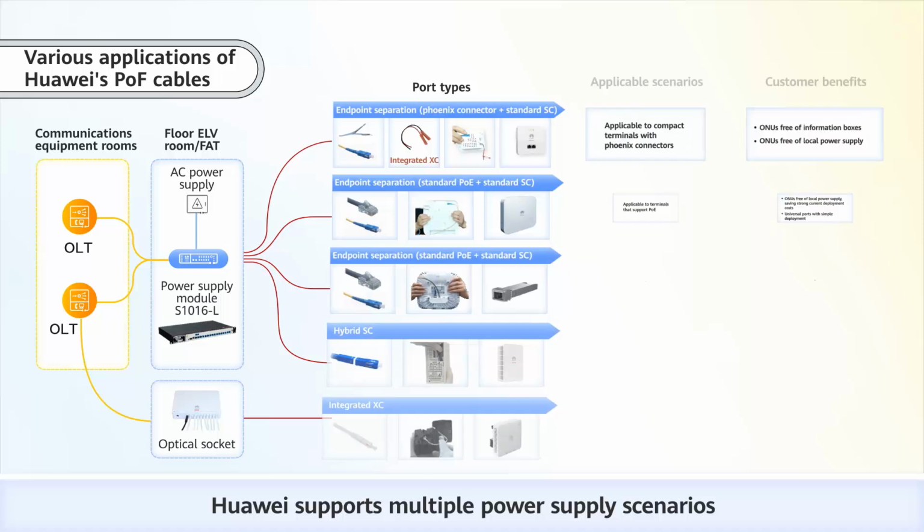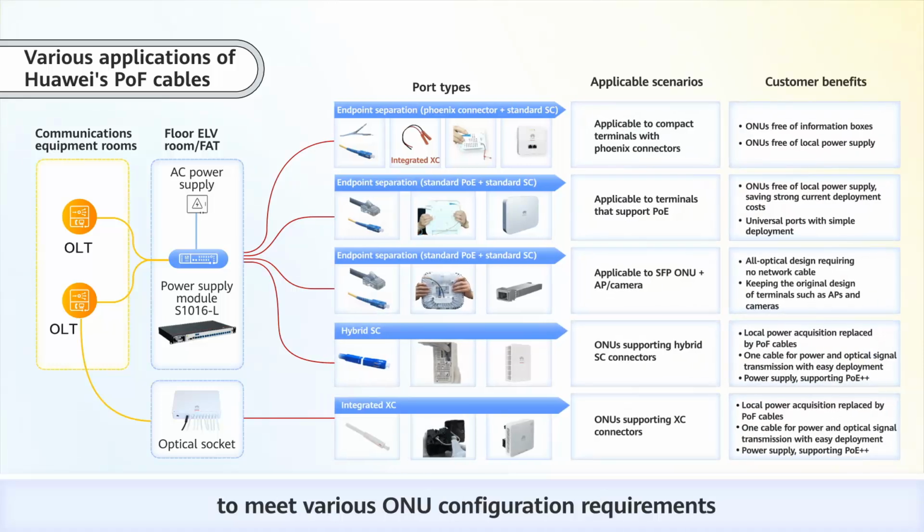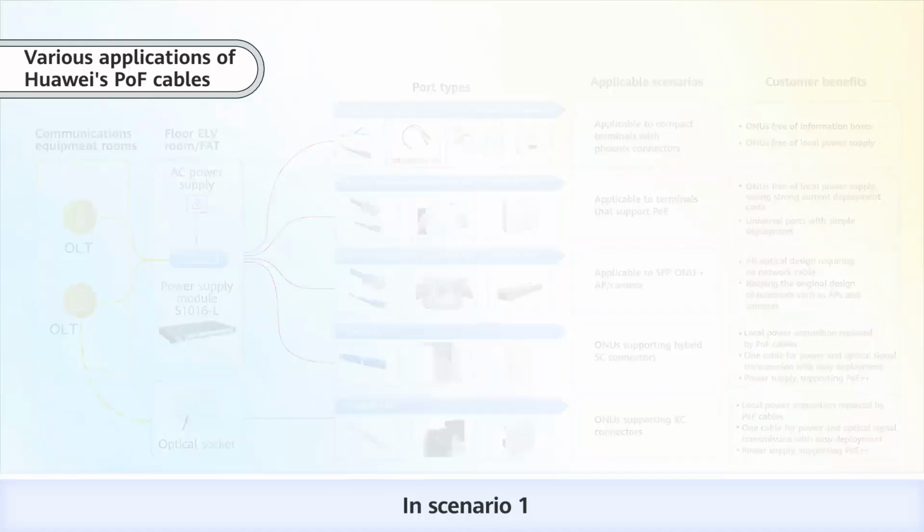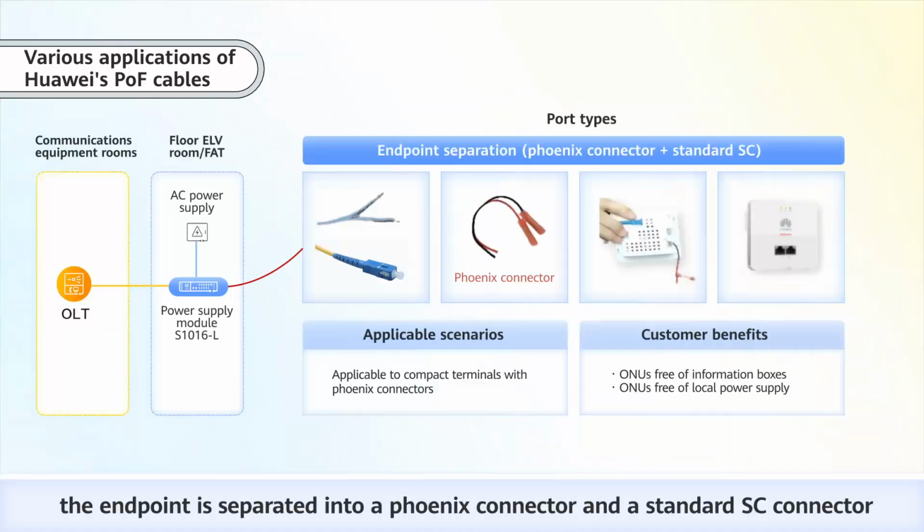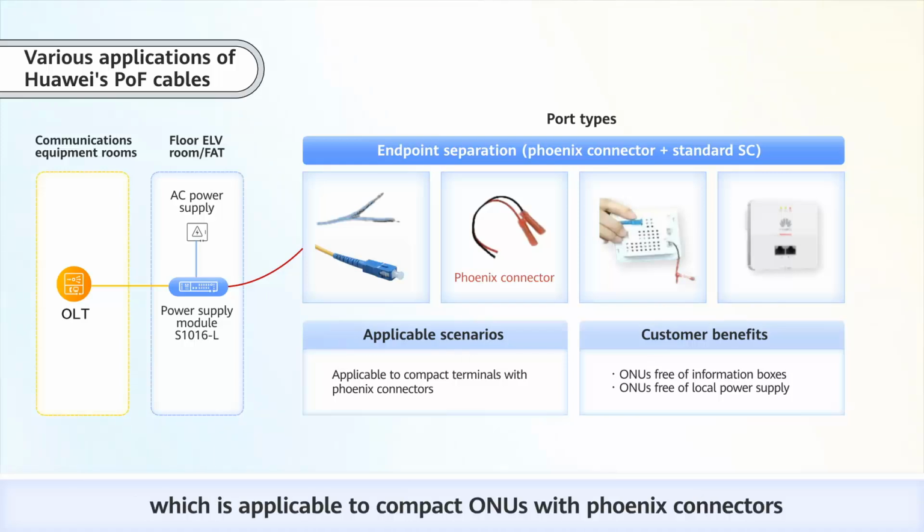Huawei supports multiple power supply scenarios to meet various ONU configuration requirements. Let's look at these scenarios. In Scenario 1, the endpoint is separated into a Phoenix connector and a standard SC connector, which is applicable to compact ONUs with Phoenix connectors.